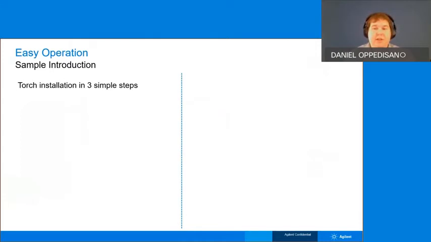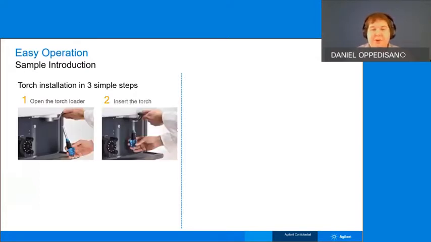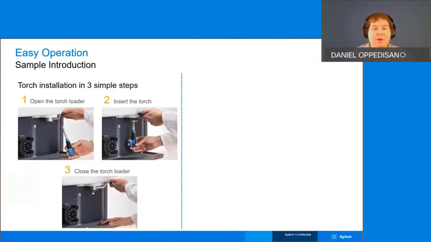The sample introduction has been designed for ease of use in mind. The easy fit torch is easily handled and can be loaded in three simple steps. Firstly, open the torch loader. Second, insert the torch. And third, close the torch loader handle. The torch is automatically aligned and all gas connections are automatically connected. No further operator interaction is required.